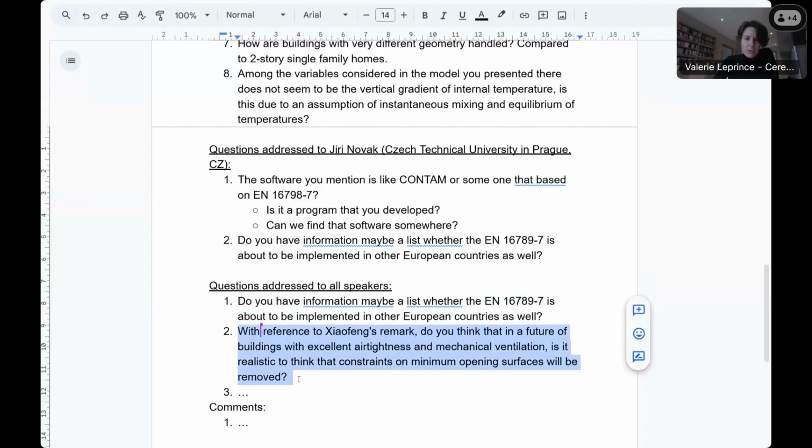With reference to Xiaofeng's remarks, do you think that in a future of buildings with excellent airtightness and mechanical ventilation, it is realistic to think that constraints on minimum opening surface will be removed?